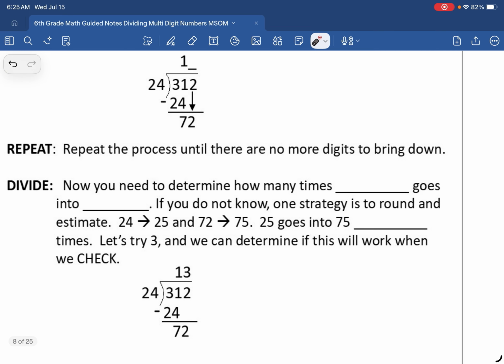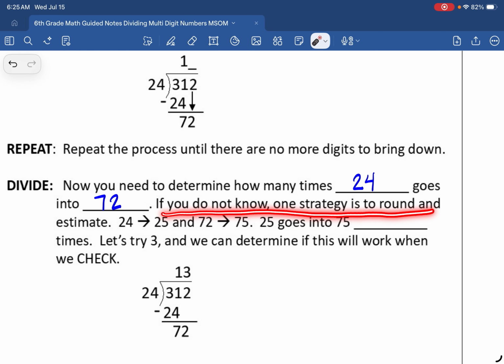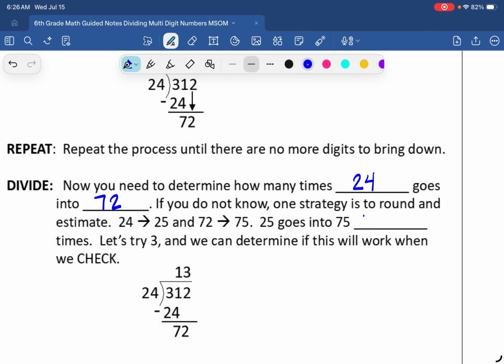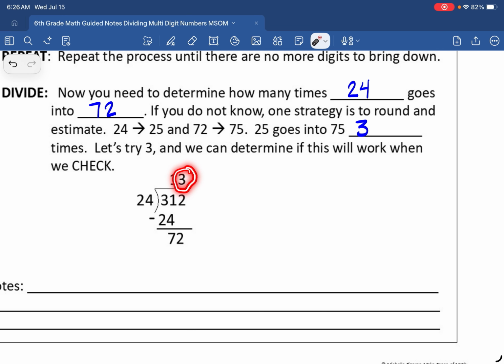So I brought down my 2, so I have 72. Now you need to determine how many times 24 goes into 72. If you don't know, one strategy is to round or estimate. So we could round 24 to 25 because 25 might be an easier number to work with. I'm used to working with 25s. And I could round 72 to 75. I know 25 goes into 75 3 times, so that's a good place to start. So let's try 3 and we can determine if this will work when we check. So we're going to write 3 right there next to the 1.